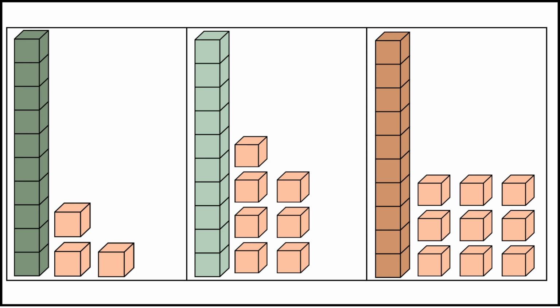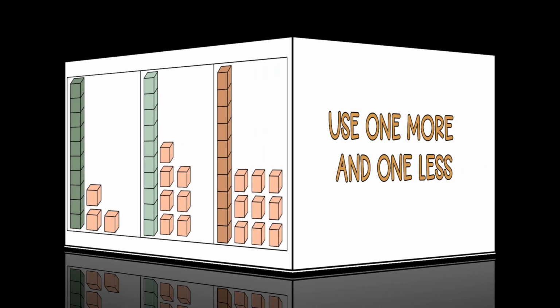3 ones is the least, and 9 ones is the greatest. So the numbers are 13, 17, 19. This helps students use number structure instead of counting every quantity from 1.